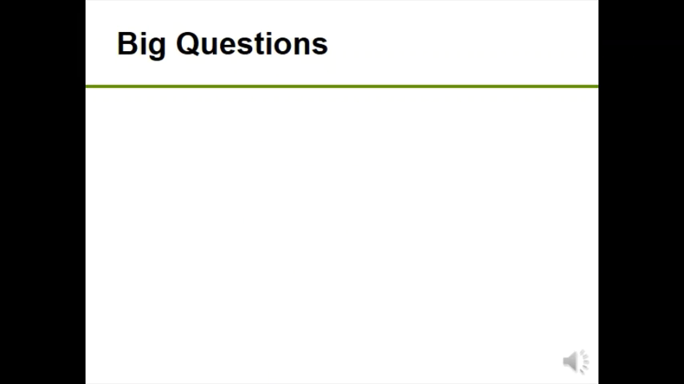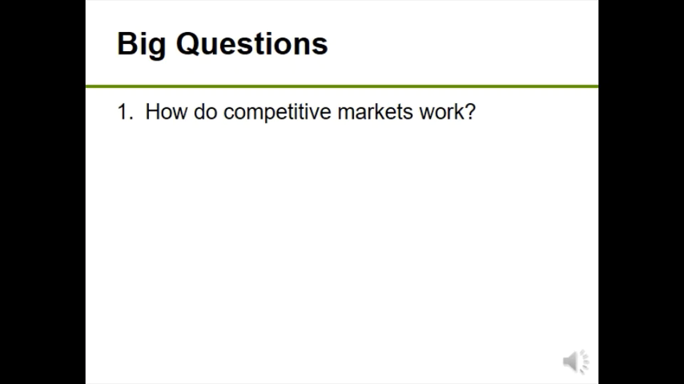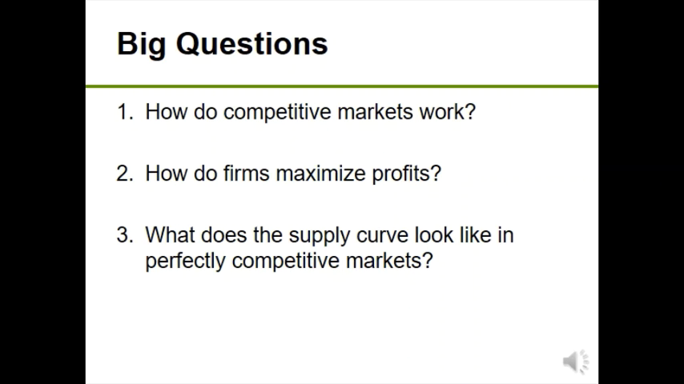And all this is just recap of what we were doing last chapter, which brings us to the big questions from this chapter. Remember, we're talking about firms in a perfectly competitive market. So our big questions are, how do competitive markets work? How do firms maximize profits? And what does the supply curve of these firms look like in a perfectly competitive market?